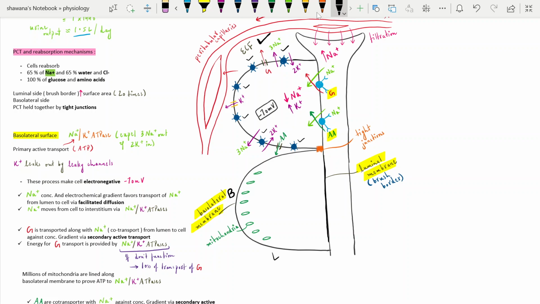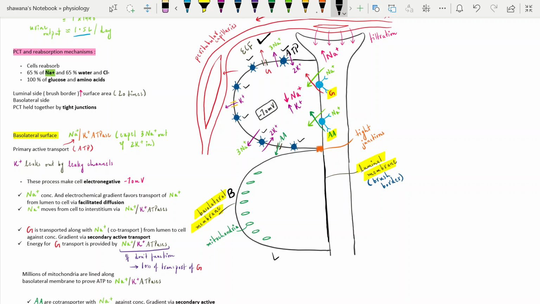There are two types of active transport. First is the primary and the second is the secondary. Primary active transport means that the energy or the ATP is utilized at the specific point. It means that ATP will be utilized here, and this ATP will transport sodium out and potassium into the cell. And what does it cause? It causes the cell to become electronegative. How? Because more cations are moving out than the cations coming in. 3 sodium are moving out and 2 potassium are coming in.